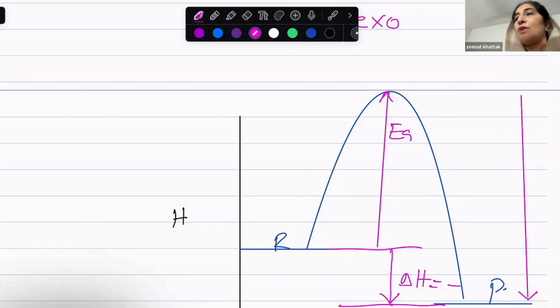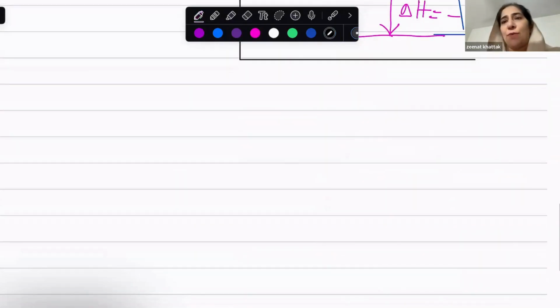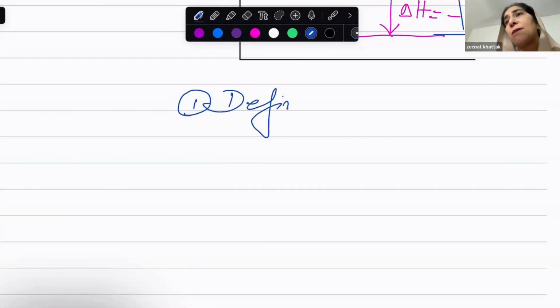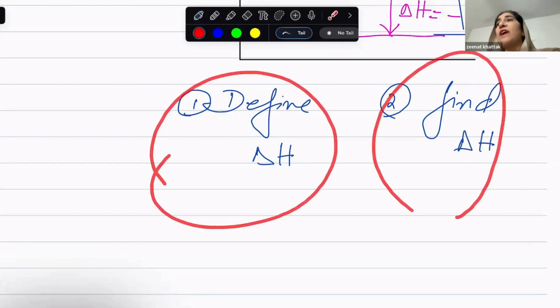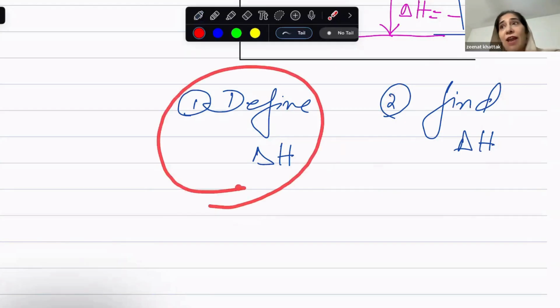Right? Now, the next thing is, we have two topics in this chapter. First, we define delta H, formation, bond energy, atomization, delta H, ionization energy, electron affinity, and then delta H lattice, hydration, solution, and their calculation. So your first topic is define the different types of delta H, and second, find delta H. Define and find. You define and then you find.